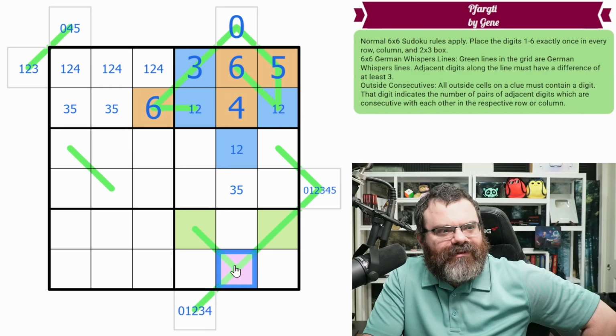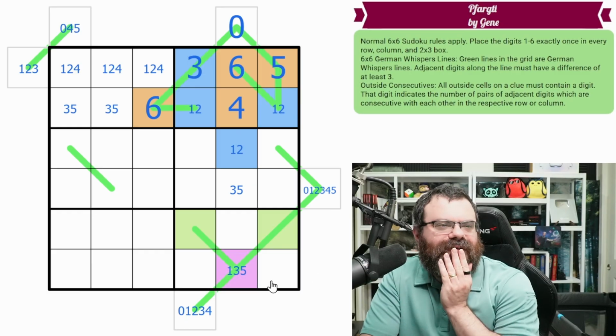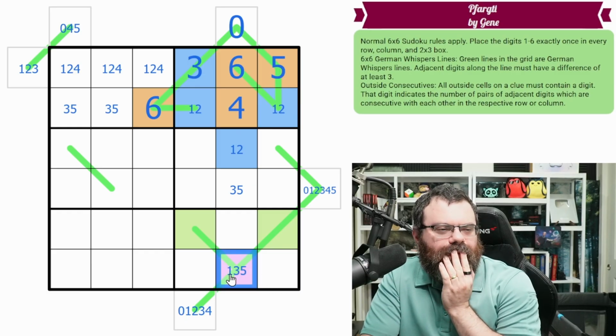So 0, 1, 2, 3, 4. Be 3 away. So 0 could be 3 or higher. So already that's 3, 5. And then the 4 could go down to 1. So we get 1, 3, 5. So it's not a 2. Right. If this was a 2, everything's within 2. So the 2 goes here or here.